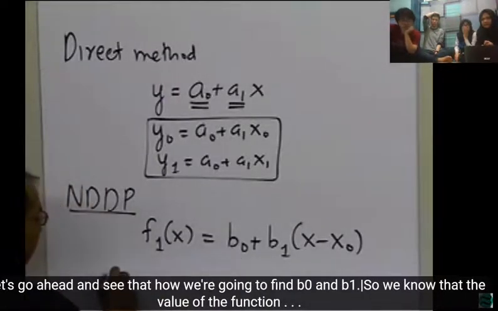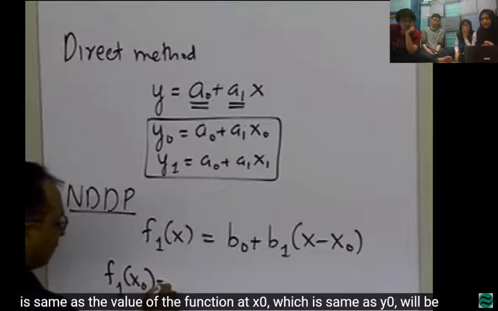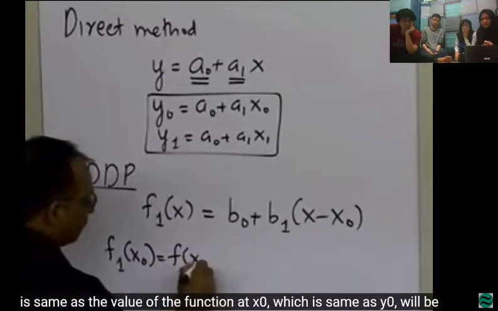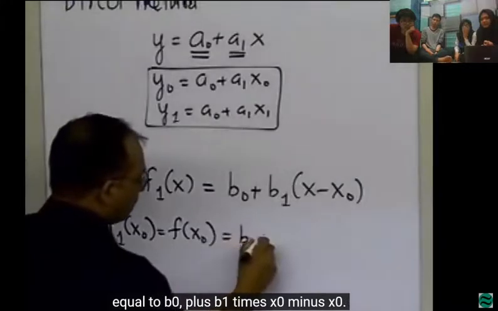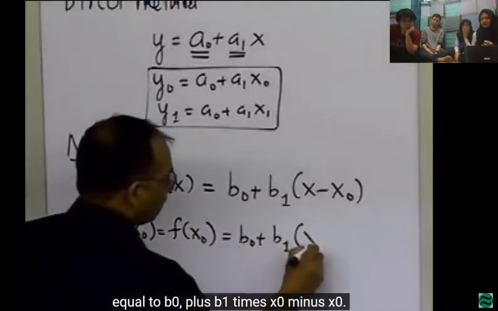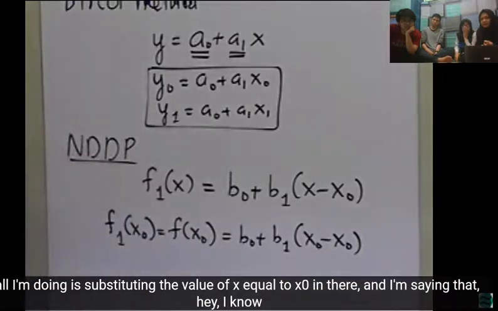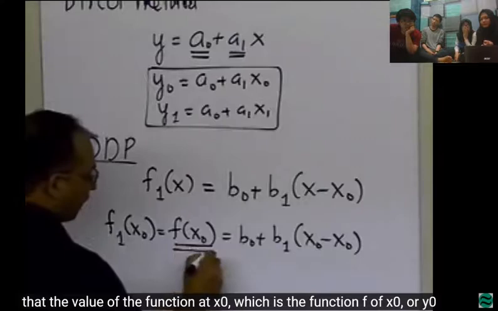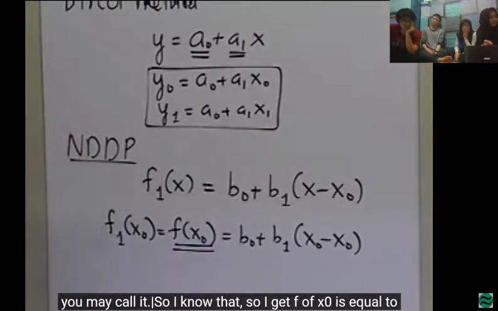So we know that the value of the function at x naught, which is the same as y naught, will be equal to b naught plus b1 times x naught minus x naught. All I'm doing is substituting the value of x equal to x naught in there. And I'm saying that I know the value of the function at x naught, which is the function f of x naught or y naught, you may call it.